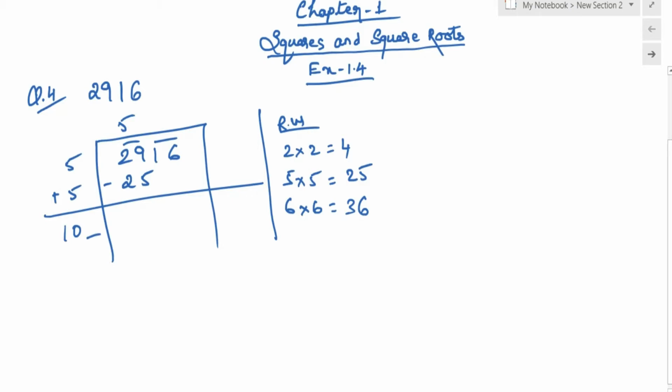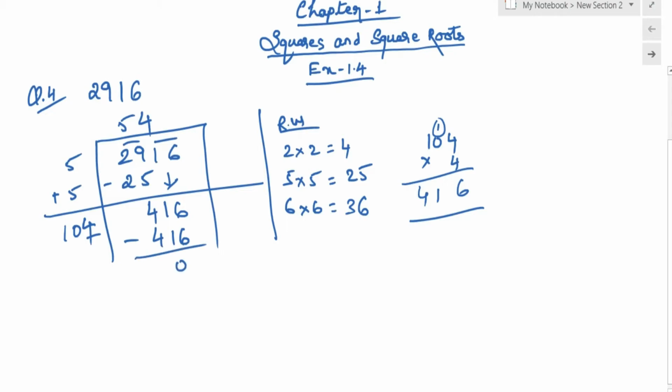9 - 5 is 4. 16 will come down. 416. We can go ahead with this process, that 104, because we know that 4 4s are 16, so 6 will come in the ones digit, and finally we'll get 416. So in this way we can say that 104 × 4 is 416. The remainder is 0 and the square root value of 2916 is 54.